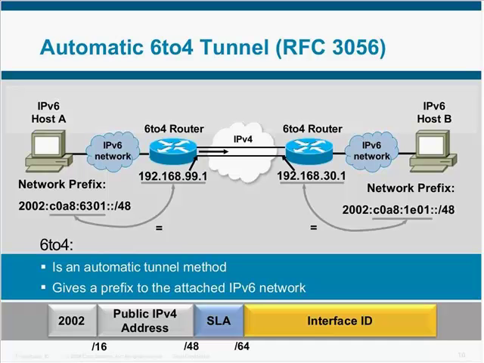The 2002 is a 16-bit prefix, and the IPv4 address being 32 bits, we will end up with a 48-bit IPv6 prefix. We need to do that for each and every site that we add to the automatic 6to4 network. On the other side, we'll do the exact same thing. We'll have the 2002 prefix, and we'll encode the IPv4 address as the next 32 bits in the IPv6 prefix. That will give us a /48 IPv6 prefix as well.